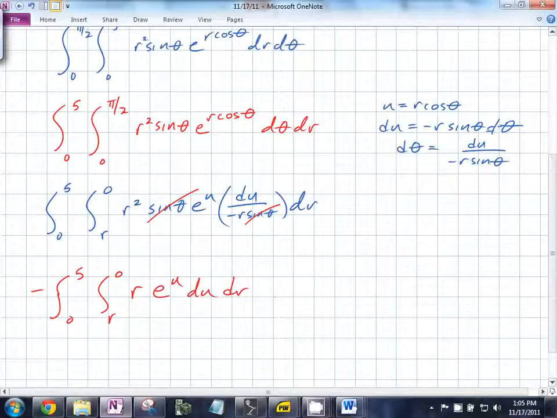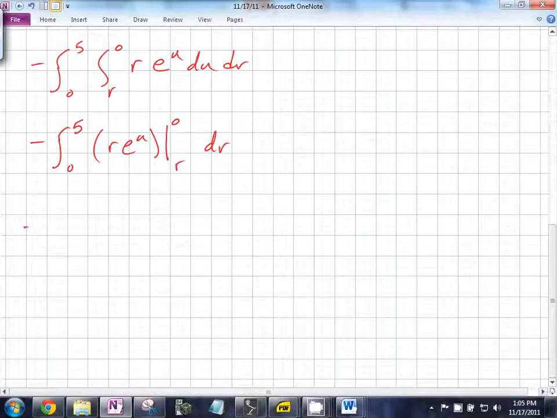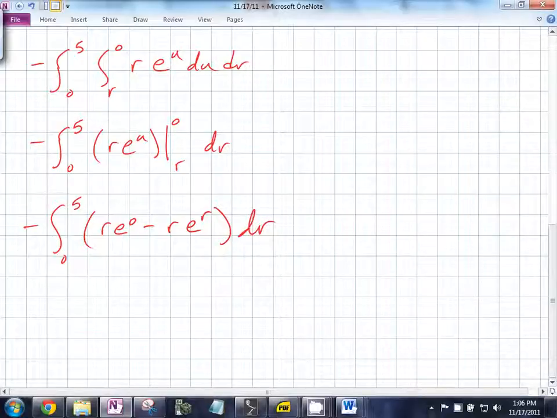We're now integrating with respect to u. Therefore, we treat r like a constant. 0 to 5 of what? r e to the u from r to 0 dr. We have to be careful to keep that along for the ride. So that's going to be r e to the 0 minus r e to the r dr. That definitely was r minus r e to the r dr. Okay, is that correct?